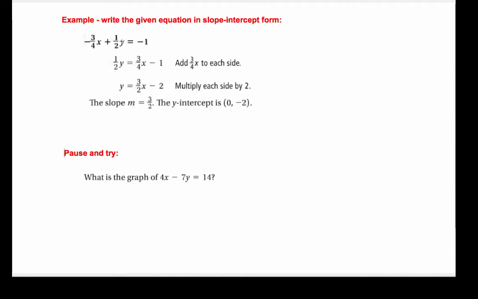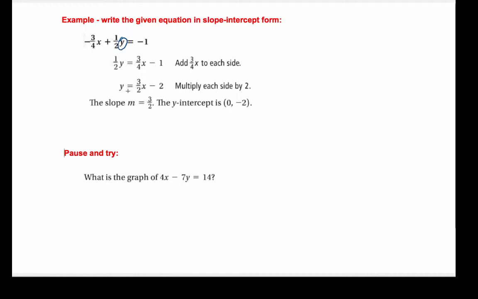So what we're going to do, remember, we're going to solve for y. We're going to isolate y. So the first step is to add 3/4 x to the other side, because it's negative 3/4 x on this side, so we're going to add it to the other side. So we have 1/2 y equals 3/4 x minus 1. We're going to multiply both sides by 2, because we want to get rid of the 1/2. So when we multiply both sides by 2, we get y equals 3/2 x minus 2.